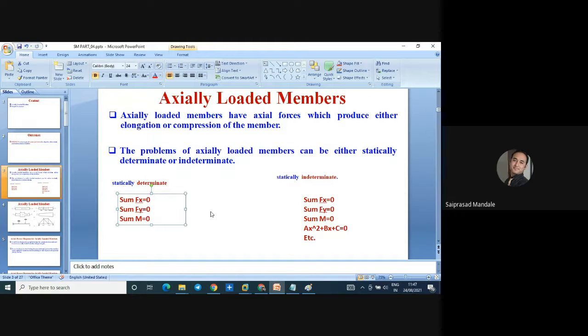Those structural members, bodies or elements which fulfill the condition of equilibrium, that is summation of Fx equals 0, summation of Fy equals 0, and summation of moment about any point equals 0, are called statically determinate members. And the structure or body which satisfies the condition of statically determinate member along with an equation like ax square plus bx plus c equals 0 is known as an indeterminate structure or indeterminate member.